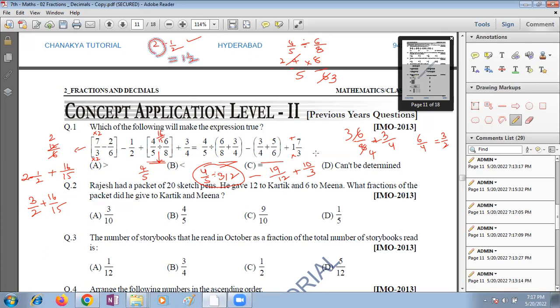4 by 5 divided by 3 by 2 should be done first, because in the BODMAS rule, division should come first. So you need to solve this part: 4 by 5 divided by 3 by 2, which is multiplied with 2 by 3. This is nothing but 8 by 15. Now coming to your original question, what is left over here? 8 by 15 minus 19 by 12 plus 10 by 3. Come on, children, do fast.